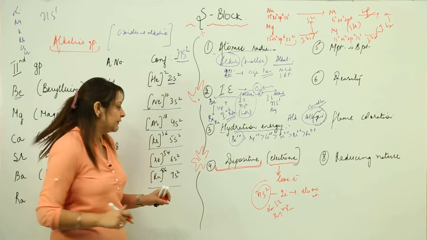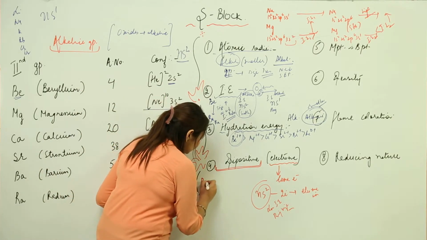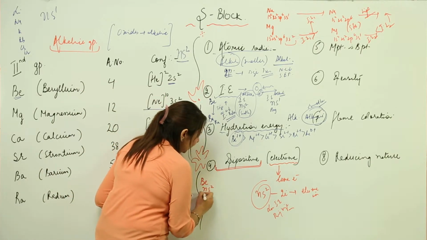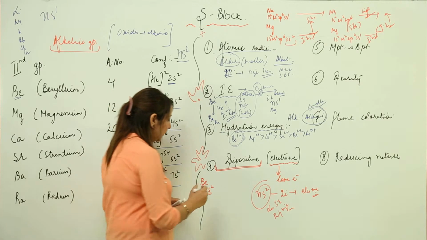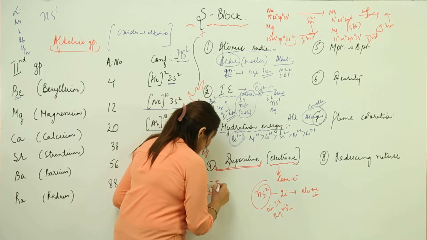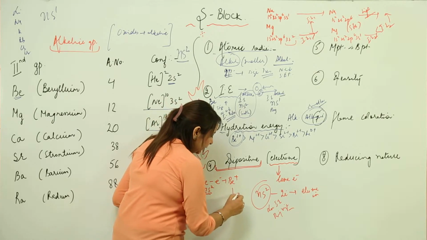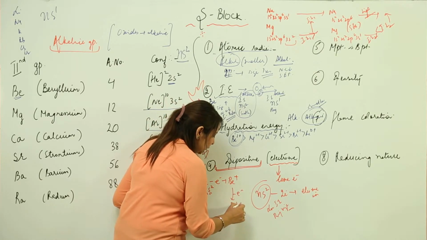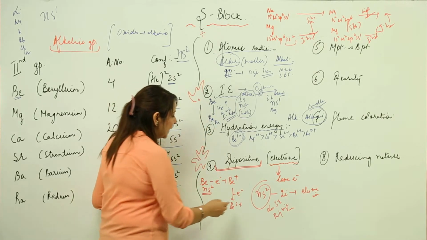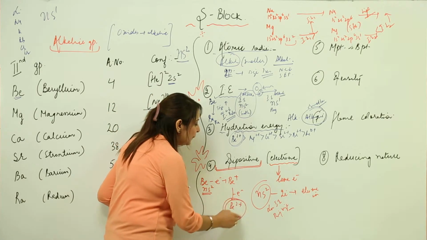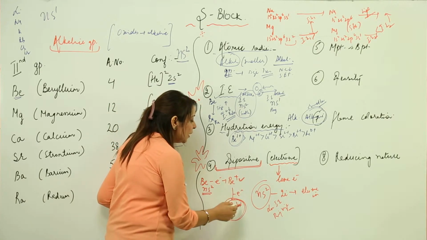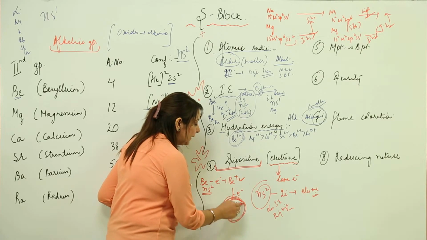Suppose I have beryllium. We know that it has 2 electrons in the s orbital. So let's say it will lose 1 electron and form a positive ion. And if it loses one more, it will form a Be2+ ion. So we have seen that they have more ability to form a dipositive ion instead of a monopositive ion.